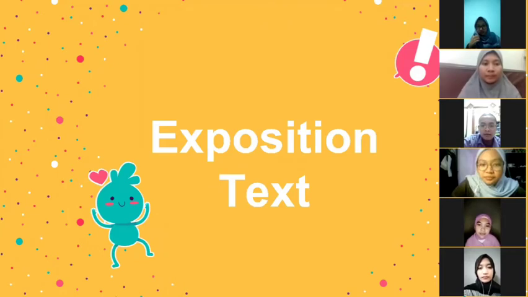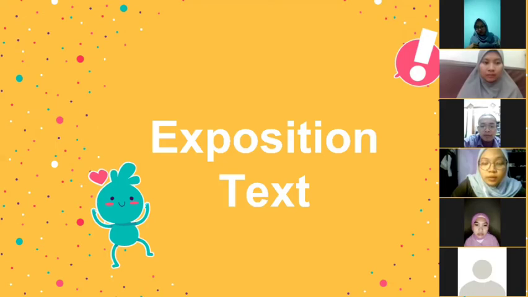Exposition text is a text that presents one side of an issue, which means in a text, the writer only writes about the positive effect or just the negative one. Do you get the point? Yes, Miss. So, for example, the text is about washing hands is effective to prevent COVID-19 virus. Is that right, Miss? Great, Atika. That's true.